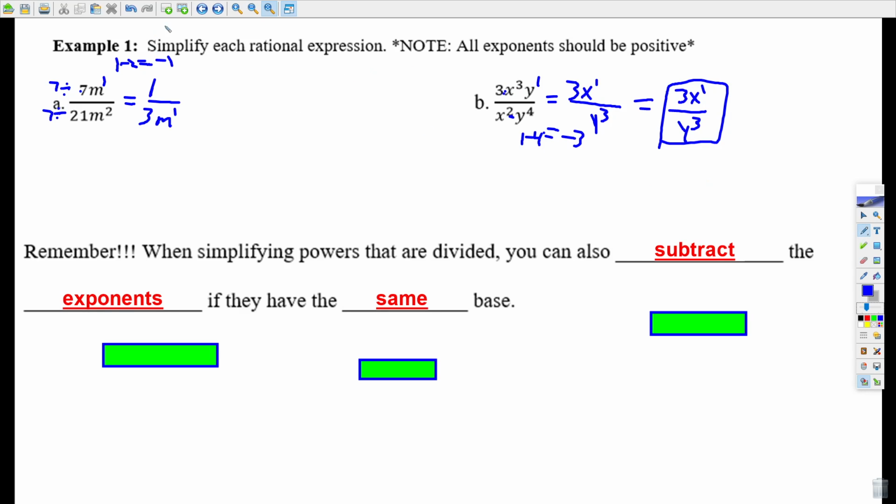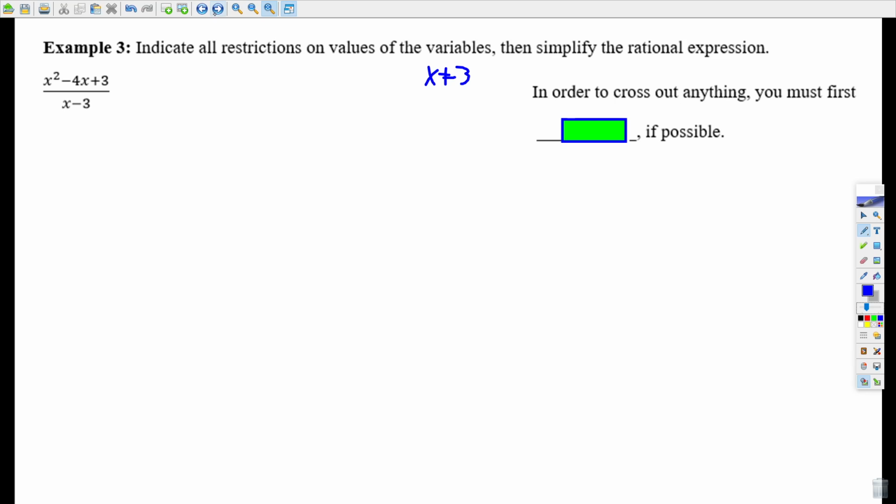Let me give you an example with just numbers. If I said 3 plus 9 divided by 3, the way you would solve this is you would add 3 plus 9 and then divide by 3. However, if you did it the wrong way and said, oh, the 3's here will cancel, I can cross them out, so I just get the answer of 9. But that's not the answer. 3 plus 9 over 3 is actually 12 over 3, not 9. 12 divided by 3 is 4.